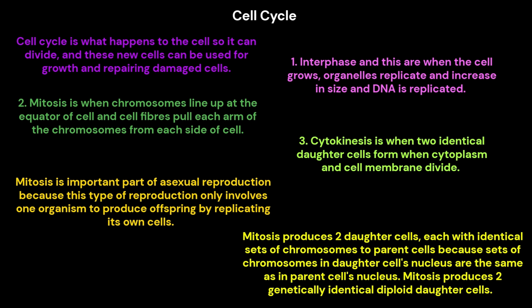Mitosis is an important part of asexual reproduction because this type of reproduction only involves one organism to produce offspring by replicating its own cells. Mitosis produces two daughter cells, each with identical sets of chromosomes to the parent cell, because the sets of chromosomes in the daughter cell's nucleus are the same as in the parent cell's nucleus. Mitosis produces two genetically identical diploid daughter cells.